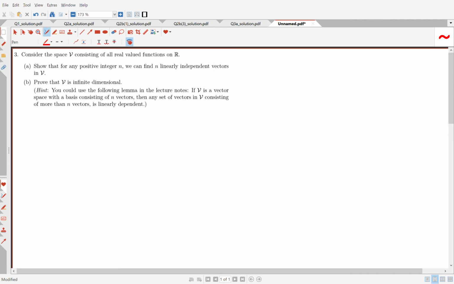Okay, now let's do part B. So we want to prove that this V is infinite dimensional. For this question, I will do proof by contradiction. Why? I think it is easier to do this question by proof by contradiction.